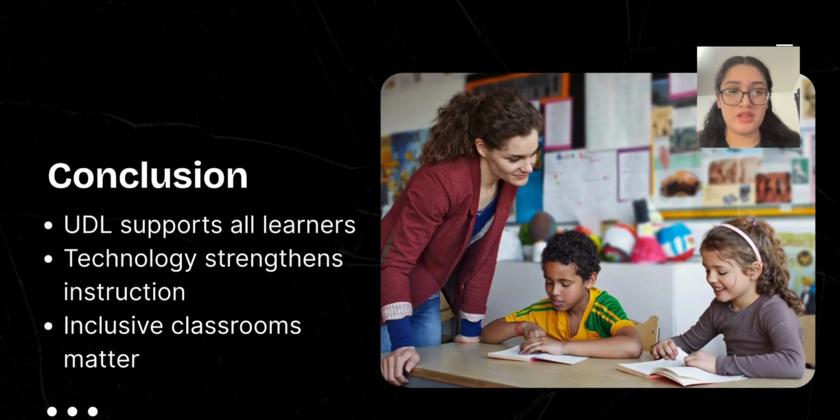And to conclude, Universal Design for Learning allows educators to design instruction that meets the needs of every student from the start. By integrating technology purposefully, teachers can create classrooms that are inclusive, engaging, and empowering for all learners.